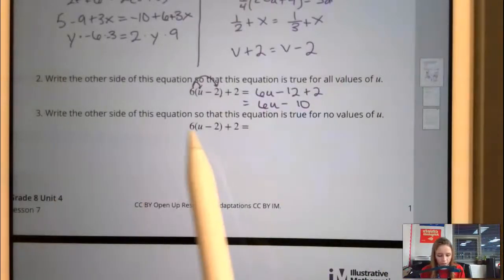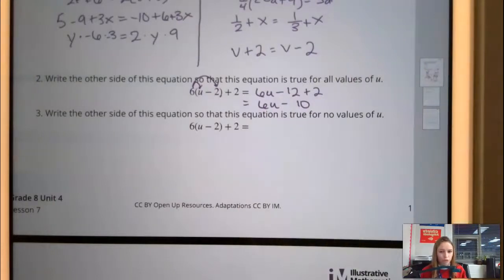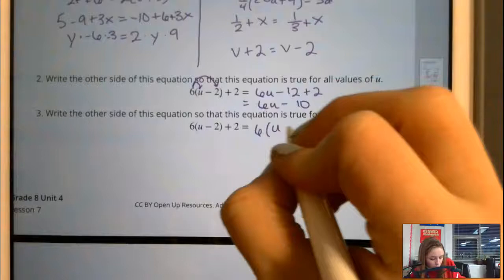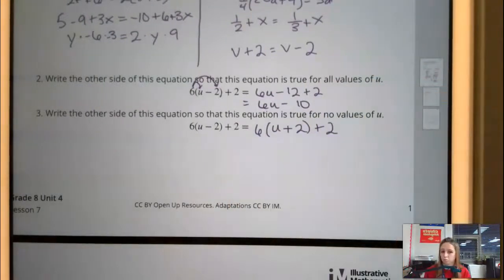Alright, so this says write the other side of this equation so that it is true for no values of u. So now we just need to make sure that these are not equal on both sides. So we could just write 6 parentheses u plus 2 plus 2. Or you could have written, honestly, anything that's just not the same as what's on the left. Okay?